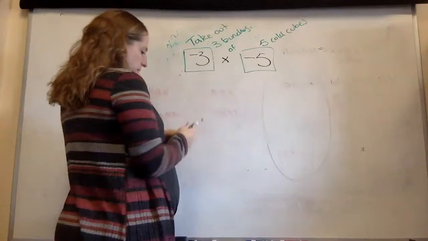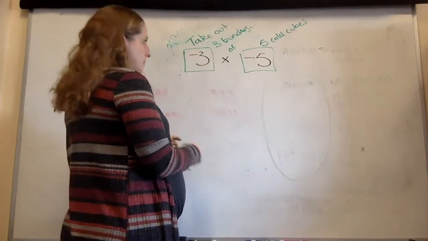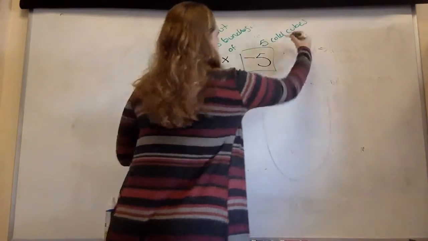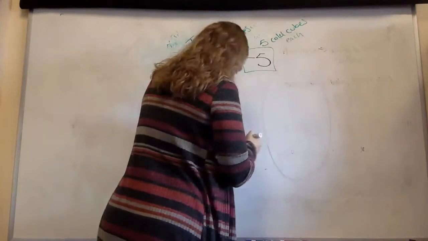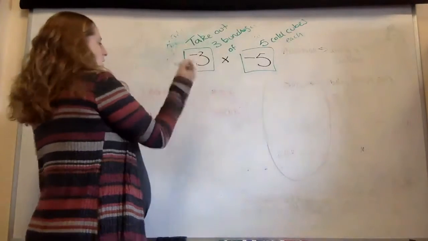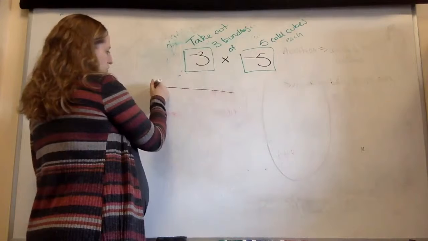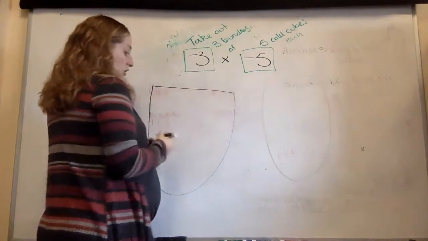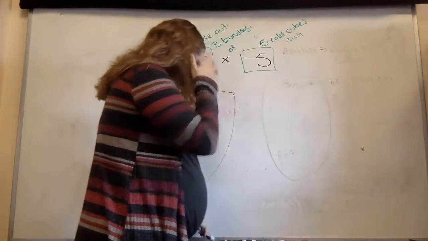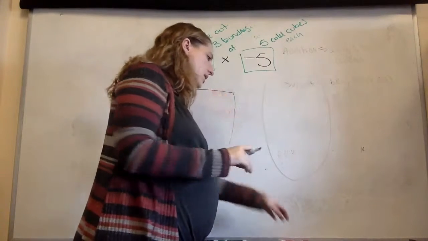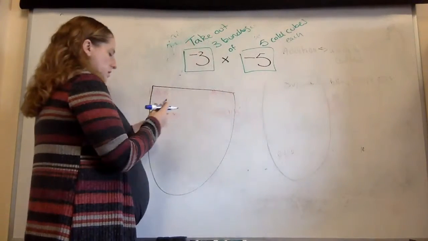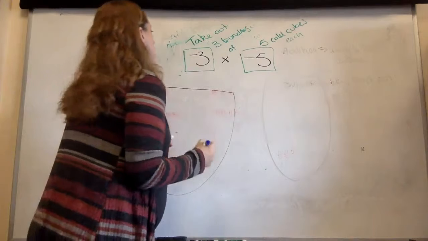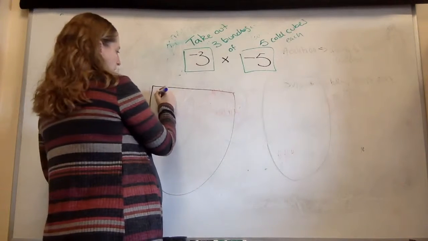So here's what this number sentence says. It says take out 3 bunches of 5 cold cubes each. So to start with, we need to draw a starting cauldron where we can do this. We always want our cauldron to start at 0. So I'm just going to add in a bunch of hot and cold pairs.